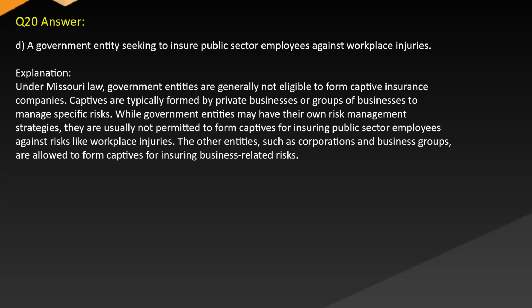Answer: D. A government entity seeking to insure public sector employees against workplace injuries. Explanation: Under Missouri law, government entities are generally not eligible to form captive insurance companies. Captives are typically formed by private businesses or groups of businesses to manage specific risks. While government entities may have their own risk management strategies, they are usually not permitted to form captives for insuring public sector employees against risks like workplace injuries. The other entities, such as corporations and business groups, are allowed to form captives for insuring business-related risks.